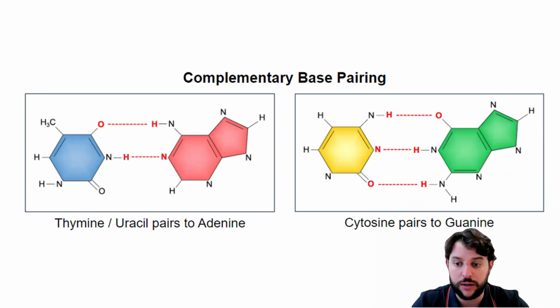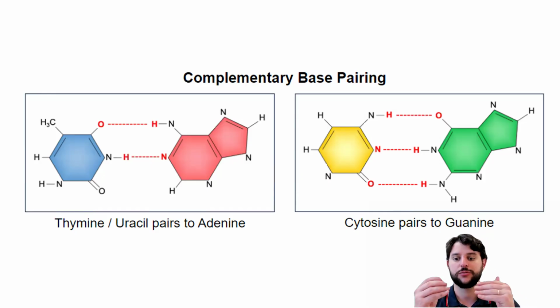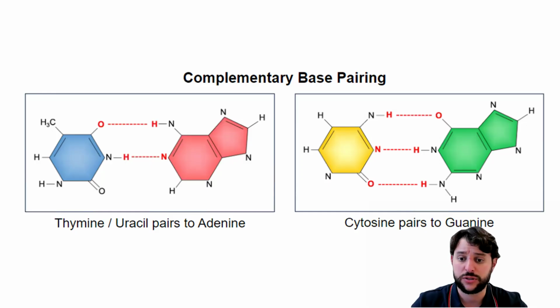If you have two pyrimidines or two purines, for example A and C, you're going to change it. Or if you put C and T, you're going to make a volume that is incorrect. Cells are going to detect this and will try to fix this mutation.